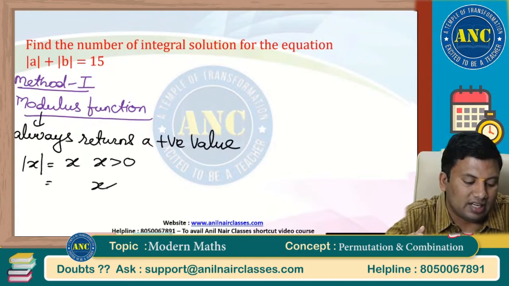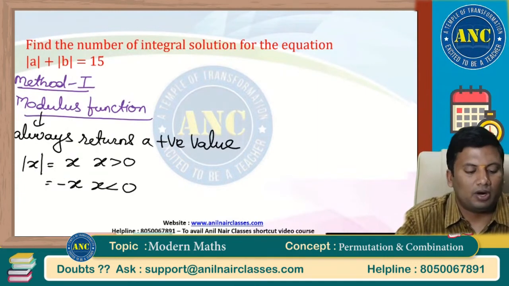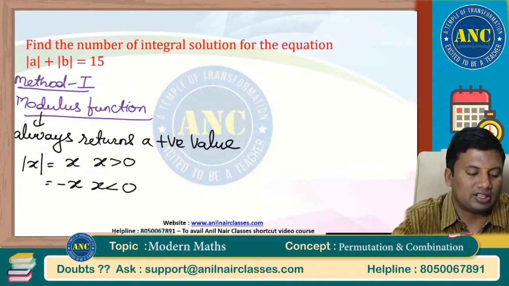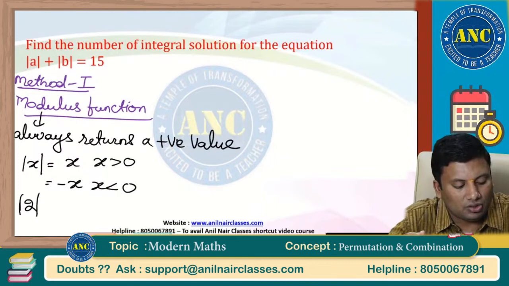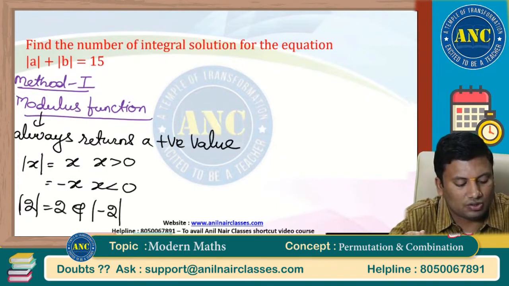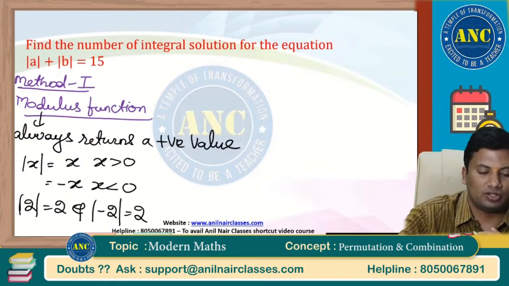If x is negative, it transforms to minus x. Negative into negative, I will get positive. Mod x is equivalent to x if x is greater than 0. Mod x is equivalent to minus x if x is less than 0. Mod 2 is 2 and mod of minus 2 is also 2.